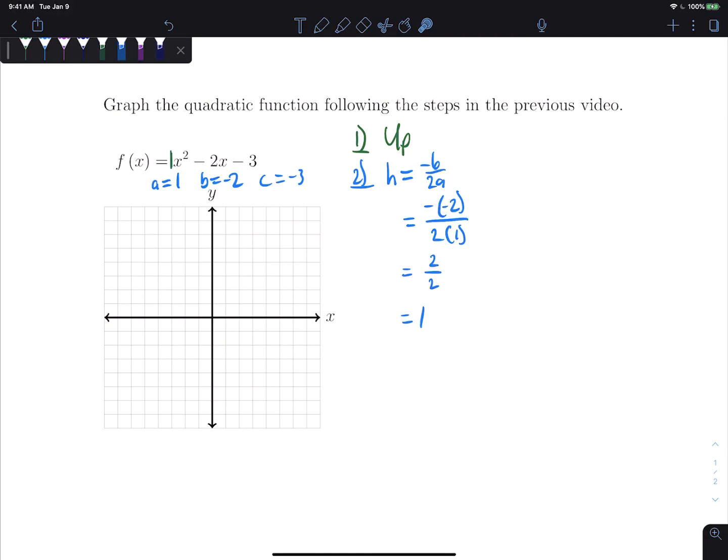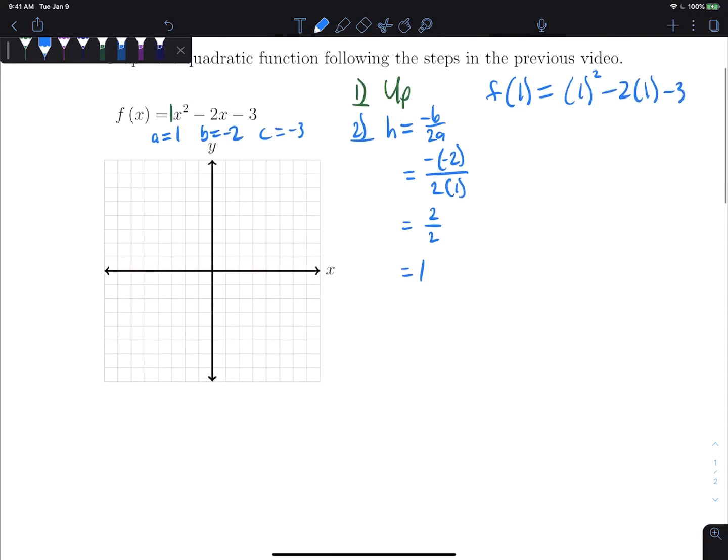To find the y-coordinate of the vertex, we need to find f of that x-coordinate, which was 1. So we're going to take this 1, plug it in for all the x's in the original function, and that's going to give us 1 squared minus 2 times 1 minus 3. And then just simplify that. 1 squared is 1, negative 2 times 1 is negative 2, minus 3 is just negative 3.